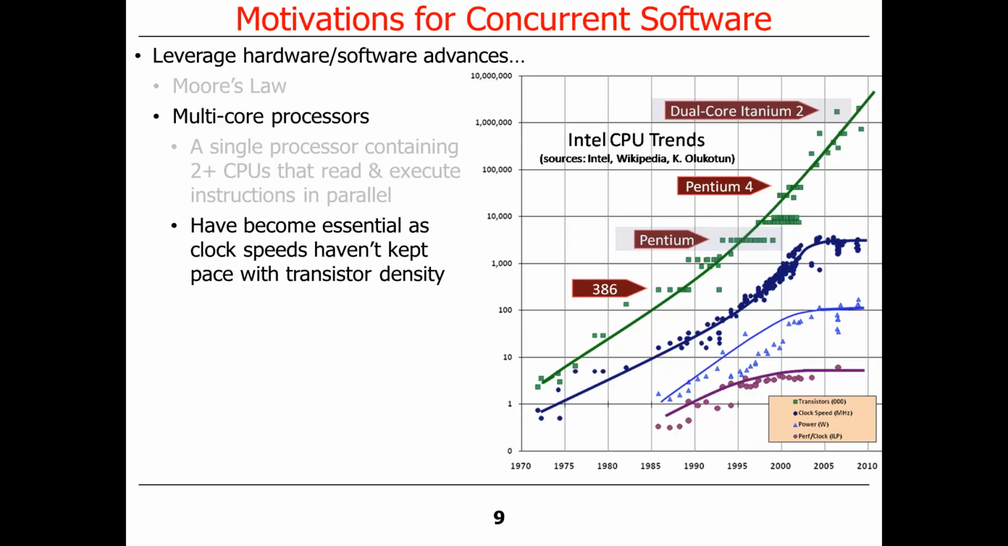Even though we still have lots and lots of transistors, the ability to run these things faster and faster, which used to be almost synonymous with Moore's Law, has kind of reached a plateau. And this happened about 10 years ago or so.